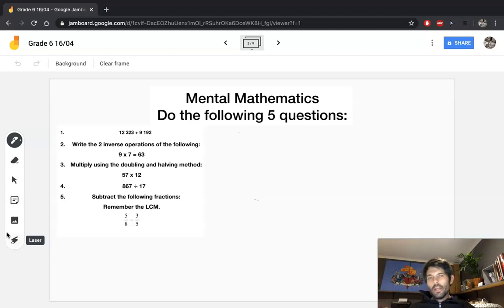Okay, your next question asks you for the inverse operations of 9 times 7. Okay, so 9 times 7 is 63. Inverse means the opposite. So we can say 63 divided by 7 equals 9.